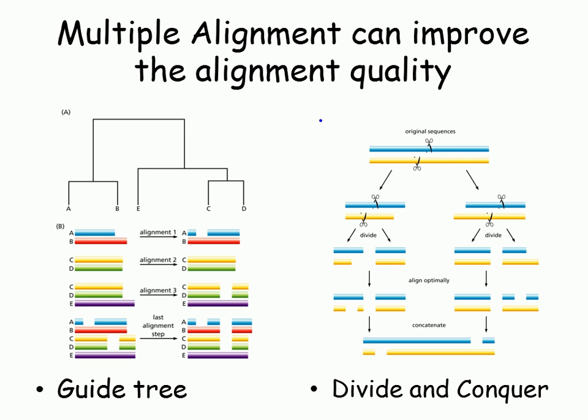Two common strategies to generate multiple alignments are using a guide tree and using a divide and conquer approach. In the guide tree, at each step, we perform pairwise alignment. We take our sequences, find the two closest ones, in this case A and B, and then we pairwise align them. So that's one branch right there. A and B are connected now. Then we look at the next two sequences that are most similar, C and D, and then we align them. Now A and B are represented as a group.